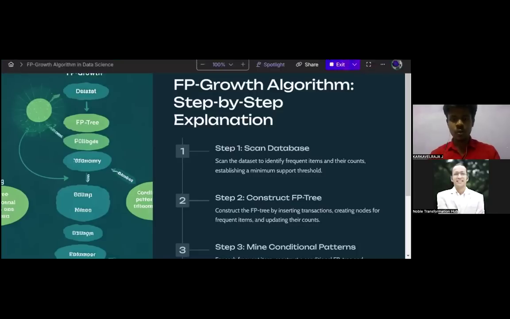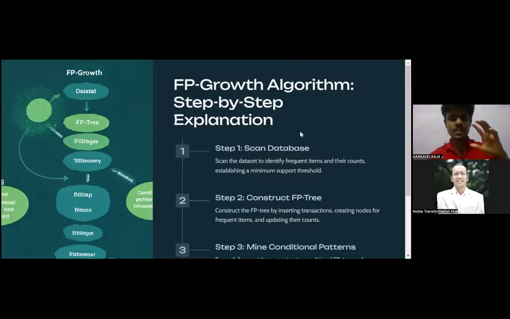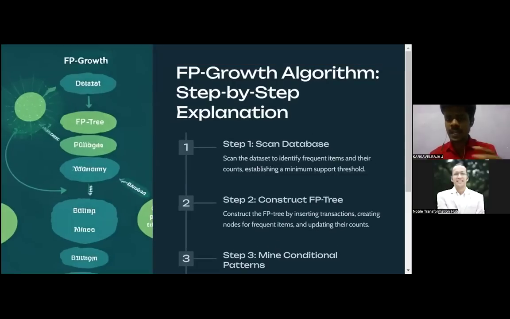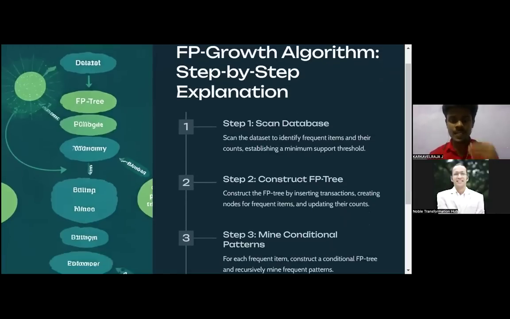So what are the things that we are having today? First, let us start with the FP growth algorithm step by step explanation. I hope you already know what the Apriori algorithm is. In the Apriori algorithm we will be creating an item list. So how is this FP growth algorithm going to work? First is scan database. Scan the dataset to identify the frequent items and their counts, establishing a minimum support threshold. We create an item set based on the minimum support range, and we eliminate all other things. Next, construct the FP tree.